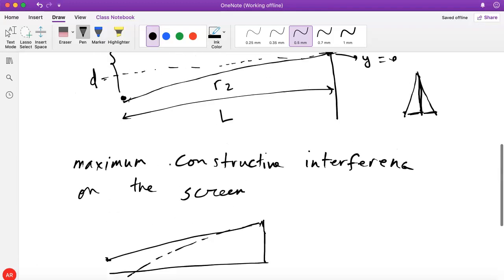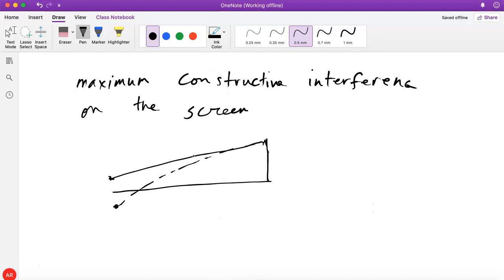So as you move your point along the screen, let's say this is R1, this is R2. R2 becomes larger than R1, right? So delta R is increasing, and when delta R first hits lambda over 2, you're going to get a dark spot, destructive interference. Then when it hits lambda, you're going to get another bright fringe, another constructive interference. And it keeps going.